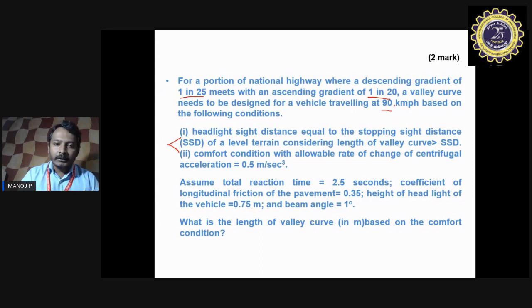Here capital V is 90 km per hour. You need to calculate for both the headlight sight distance condition as well as the comfort condition. Here the beam angle is also given, 1 degree, and the height of the headlight, H1, is also given, 0.75. Longitudinal friction f is also given, 0.35. Small t is also given, 2.5. They have asked you to calculate the length of the valley curve.